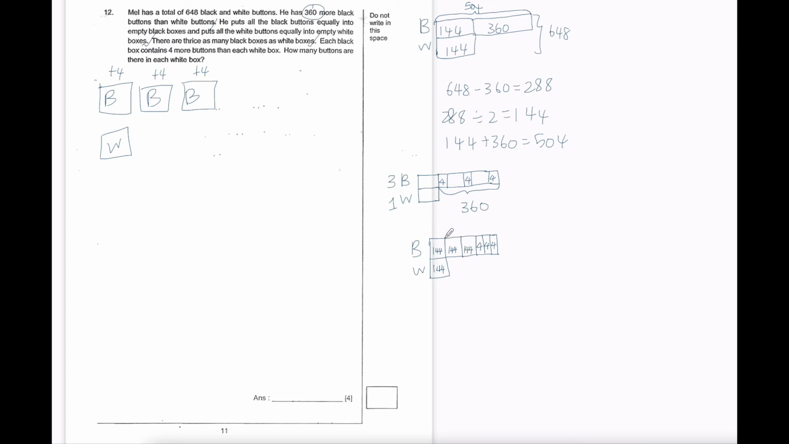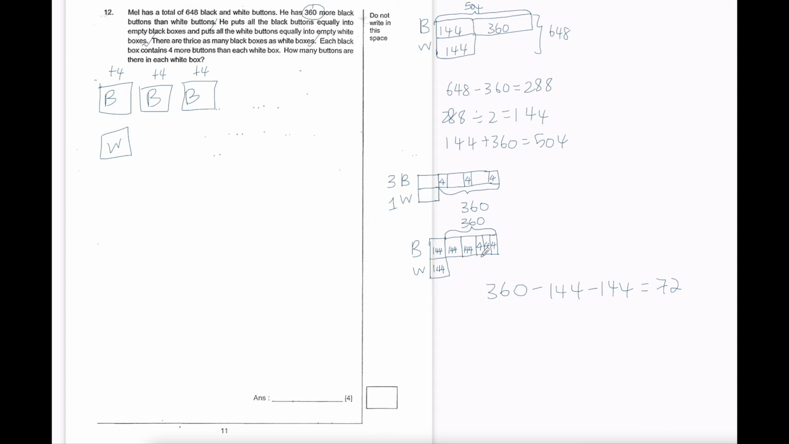Okay, and like what I said, this is the 360 also, because black buttons has 360 more than white buttons. So let's deal with this now. The first thing we should do is to take 360 minus 144 and minus 144. What are we going to get? We're going to get 72.